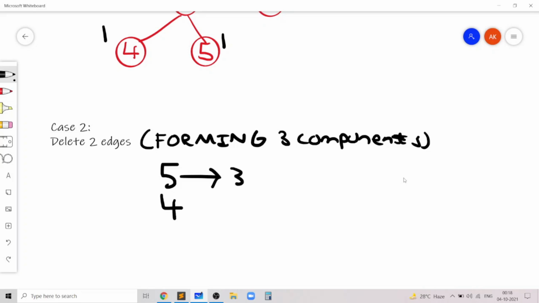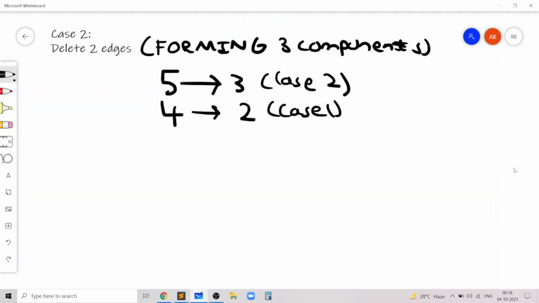And if we had 4 connected components, we can again merge 2 of them to form just 2 connected components, which will fall in case 1. And when we have 5 connected components, we merge them to 3, so that will fall under case 2. So now we are dealing with case 2, where we have 3 connected components and we delete 2 edges.